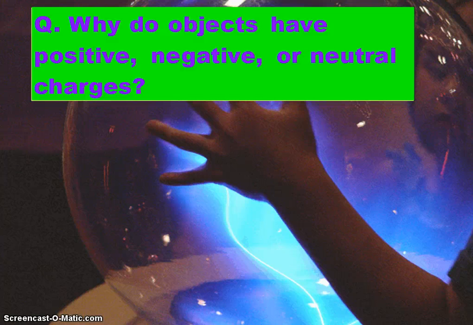Objects have different charges because, remember, objects are made out of atoms, and atoms are made out of protons, neutrons, and electrons. The neutrons have no bearing on an object's charge since they have neutral charge. It's the protons and electrons. If you have more protons than electrons, you're positively charged. If you have more electrons than protons, then you are negatively charged.